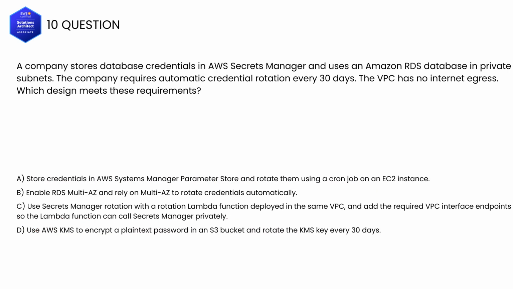A company stores database credentials in AWS Secrets Manager and uses an Amazon RDS database in private subnets. The company requires automatic credential rotation every 30 days. The VPC has no internet ingress. Which design meets this requirement?